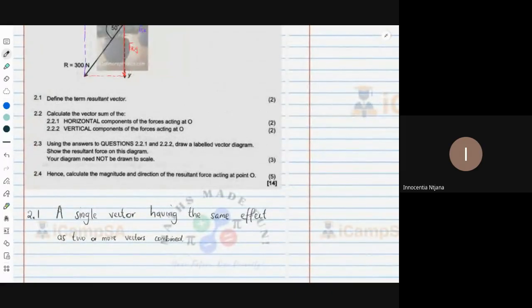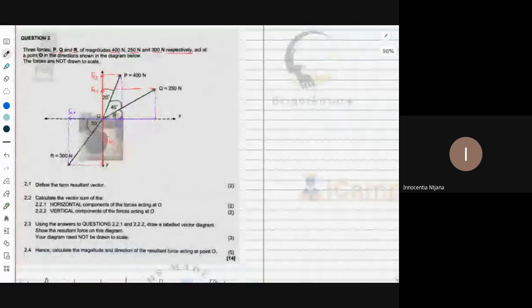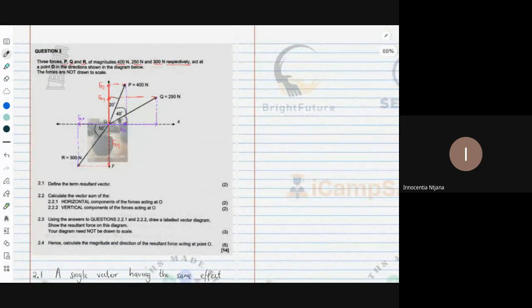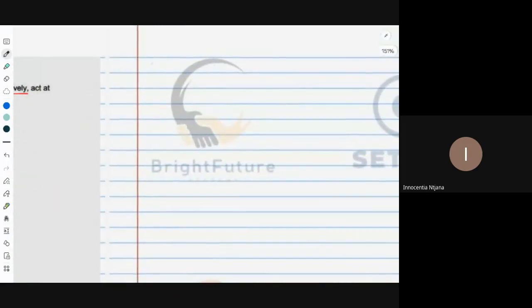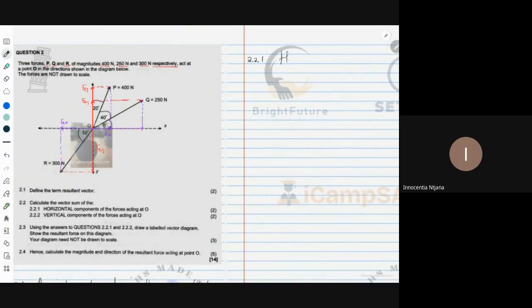Now, in this question, we were told to first do the horizontal components of the forces acting at O, and then come back and do the vector sum of the vertical components. So they broke it down for us in this case. We didn't have to do it ourselves. Luckily. Now 2.2.1 asks us for the horizontal vectors, or the x components.